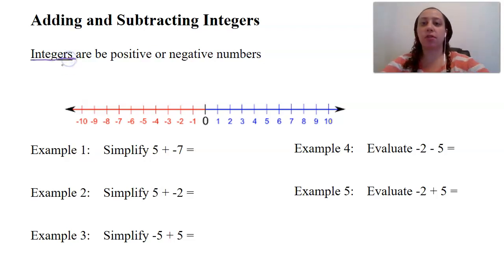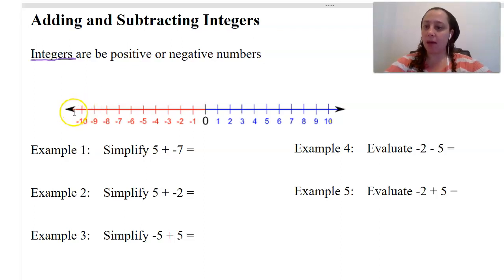An integer is any positive or negative number. If we have our number line here, the positive numbers are greater than 0, to the right of 0, and the negative numbers are less than 0, left of 0. So let's do some examples.